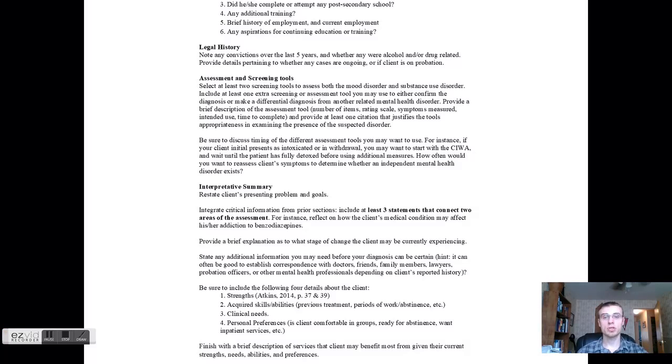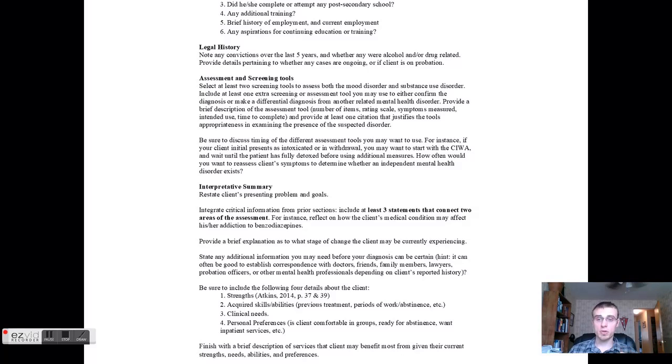Give us some legal history. Note any convictions over the last 5 years and whether any were related to their alcohol or drug use. Provide details pertaining to whether any cases are ongoing or if the client's on probation. Now, once again, I'm not going to be looking for a lot of detail in this one, just because it can be difficult. I mean, there's a lot of parts of legal proceedings that I'm not super fluent with myself. So just do your best to give us a little bit of detail there. Give us a sense whether or not this person has any legal issues from the past that they're still dealing with.